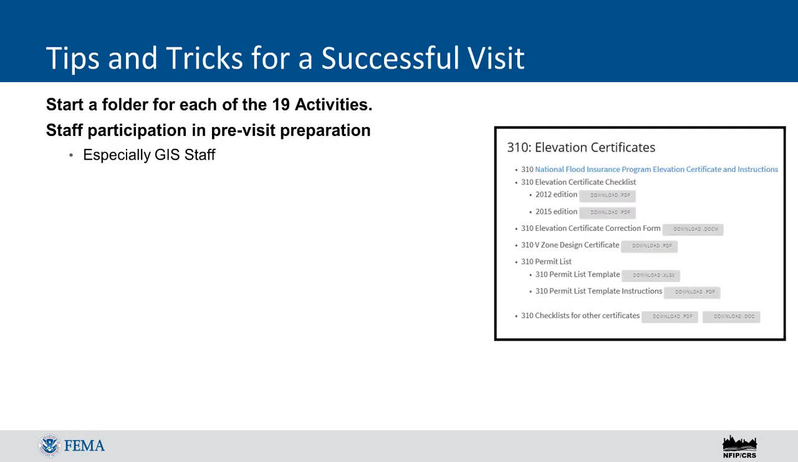And finally, let's go over some tips and tricks for a successful visit. Start a folder or some kind of organizational system for each of the 19 activities. And throughout the year, as you complete something, put it in the folder. That way you're not having to wrangle it all together at the last minute. Identify if there's other staff that needs to be involved in visit preparation or needs to attend the meeting, especially a GIS person who's useful for activities 420, 440, 450, and 501, where you'll need mapping.